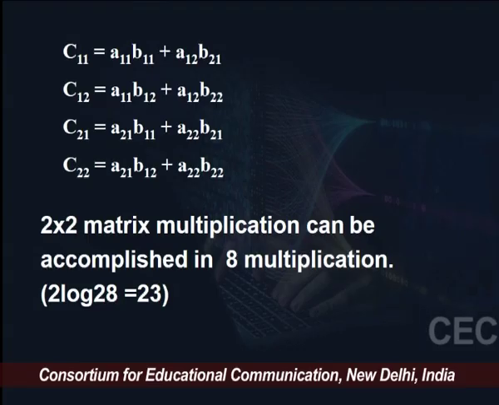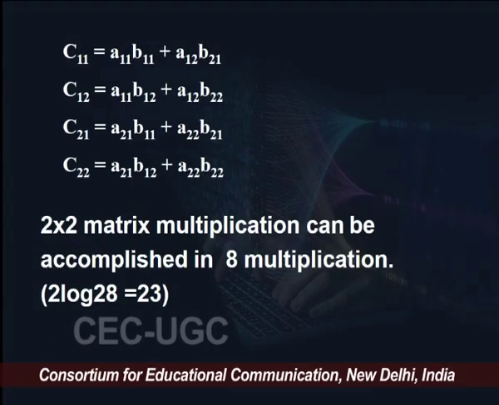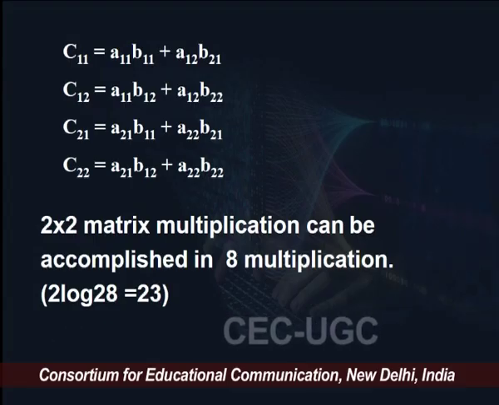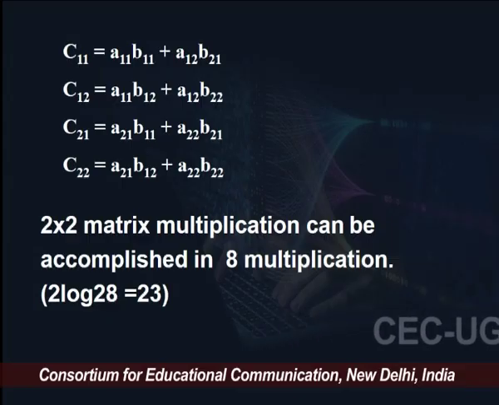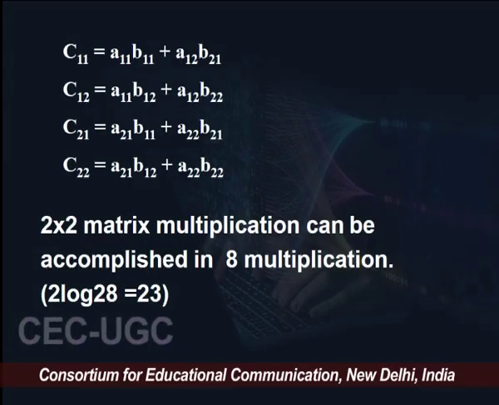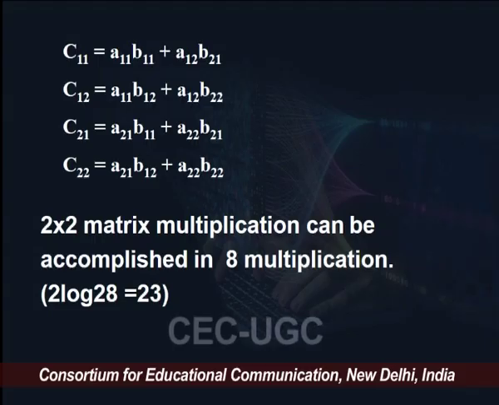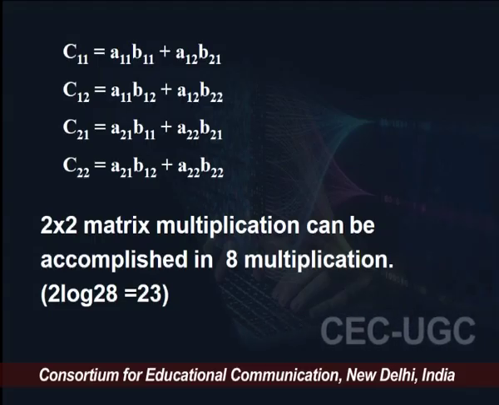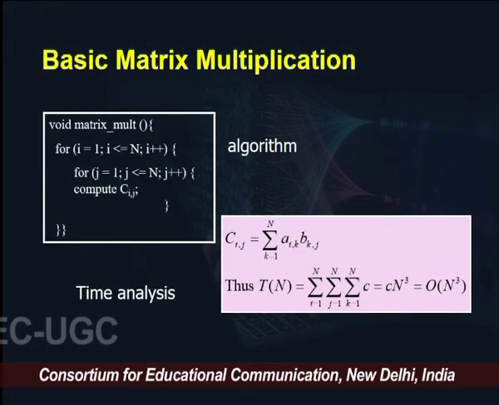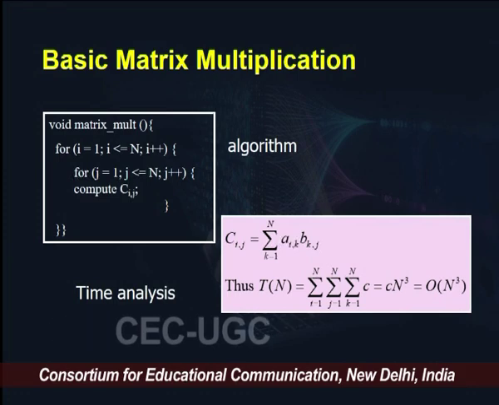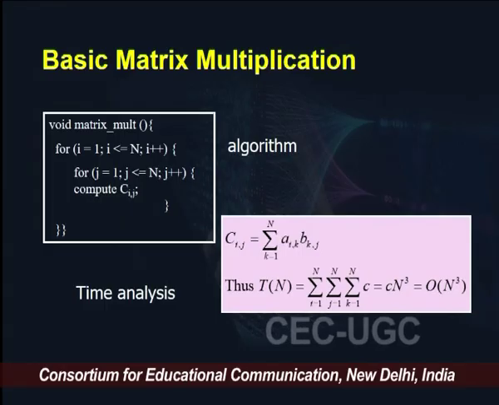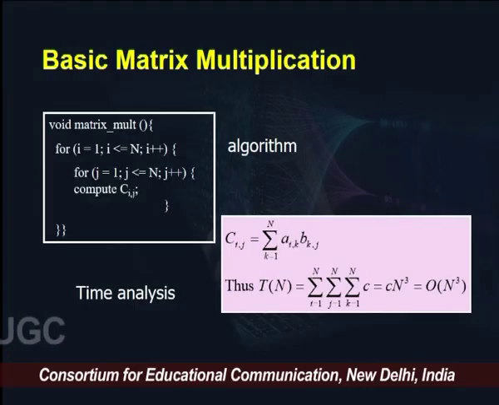In basic matrix multiplication, C11 is the sum of A11 multiplied by B11 and A12 multiplied by B21, and this is the kind of formula which goes on. So this 2 cross 2 matrix multiplication can be accomplished in 8 multiplications, or 8 scalar multiplications. This is what our basic matrix multiplication algorithm is.